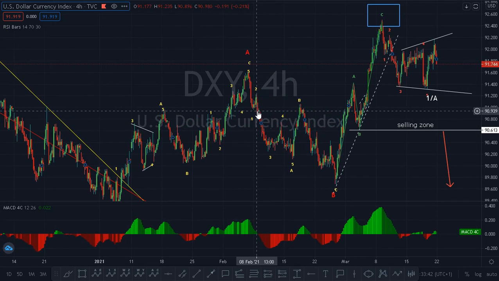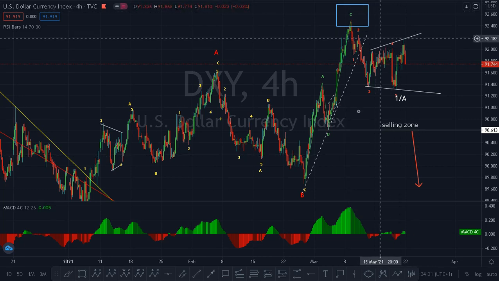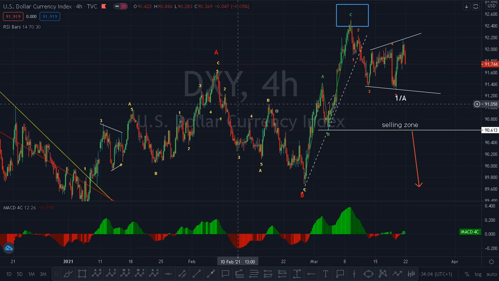I want to give you a wave analysis for the week. I will likely make a midweek analysis if time permits me, and if it be necessary, I will do that. Now let me start. This is DSY, dollar index.